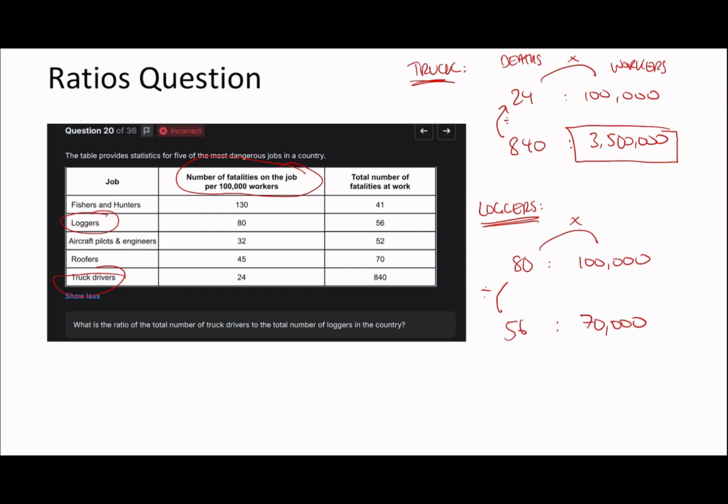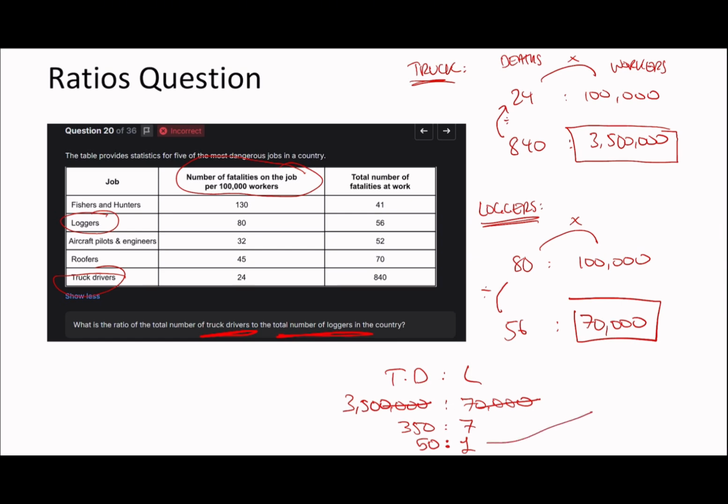So therefore, all you have to do here is work out the ratio of total number of truck drivers to total number of loggers. You take your two numbers, and remember what I said, just follow the order. So truck drivers to loggers, 3,500,000 to 70,000, and make life easy for yourselves. Simplify and cancel. Get rid of the 4 zeros there. So that's 350 to 7. You can divide that by 7 again. So it becomes 50 to 1. So the ratio of truck drivers to loggers is 50 to 1.